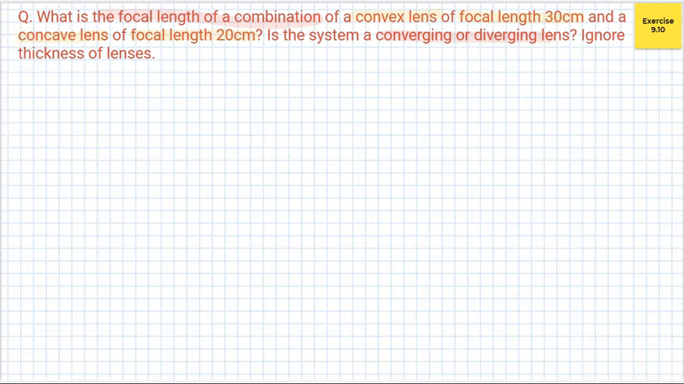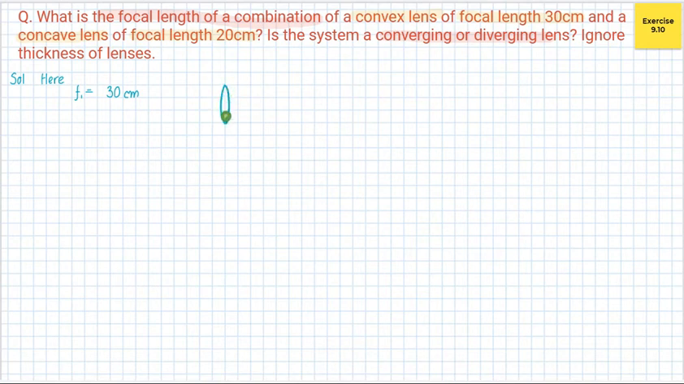So first, let's solve the first part of the question. Let's find the focal length. Let me write down the solution. Here, the focal length of the first lens is F1 equals, in magnitude, 30 centimeter. Now, what kind of lens is your first lens? It is a convex lens. Let us draw a convex lens. This is your convex lens.